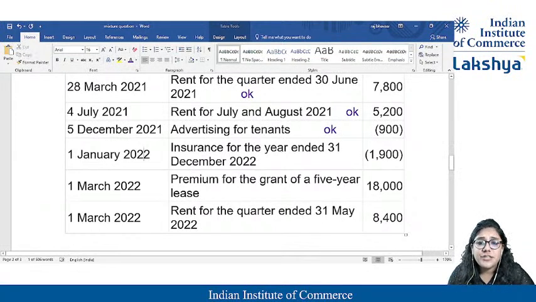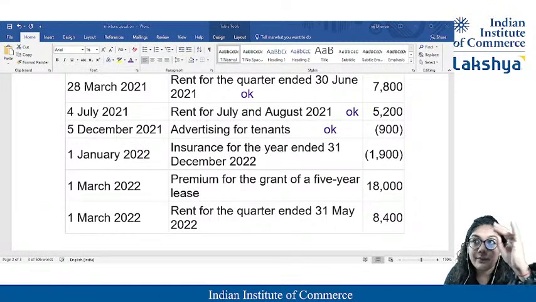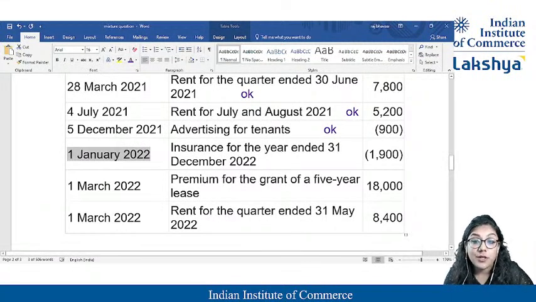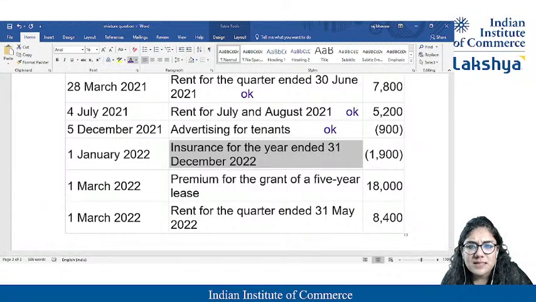Now if I check this, on 1st Jan 2022, only Jan, Feb and March, only 3 months are pending. What expenditure you did is important. You paid insurance for the year ended 31st December 2022. Guys, isn't it something different?